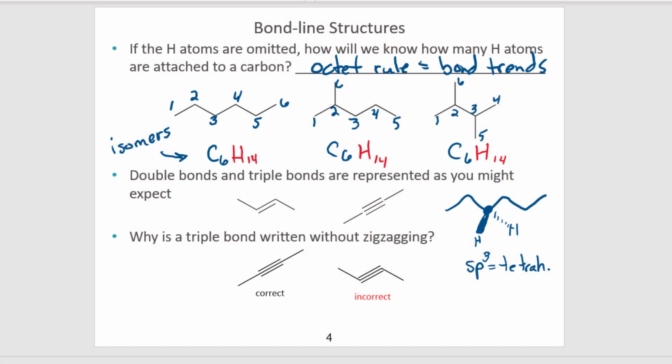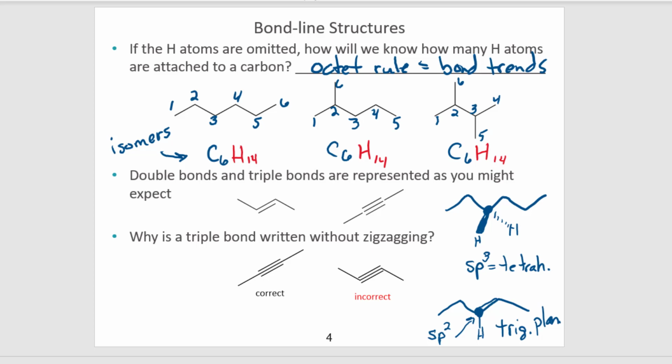This is fine for tetrahedral. Even for sp2 carbons, that carbon is sp2, it only has one assumed hydrogen off of it because it's got a double bond. This is trigonal planar. And therefore, you can see that all three, the double bond and the two single bonds, are in a triangle, and they're all in the plane of the paper. So the zigzag works just great again.